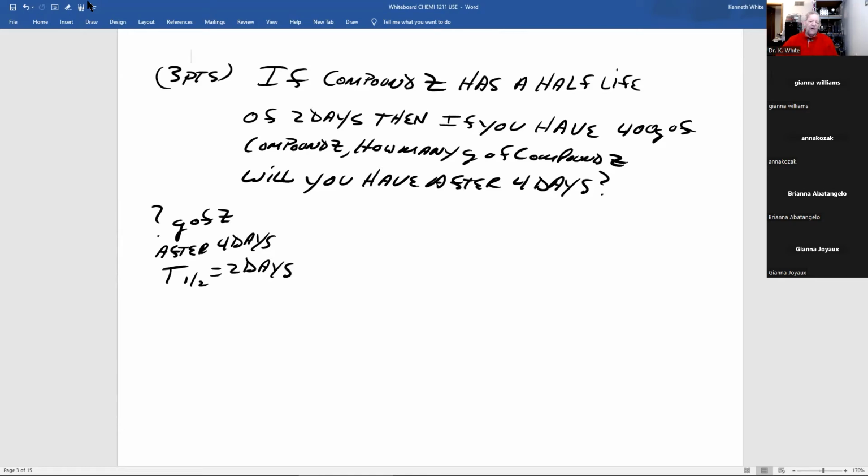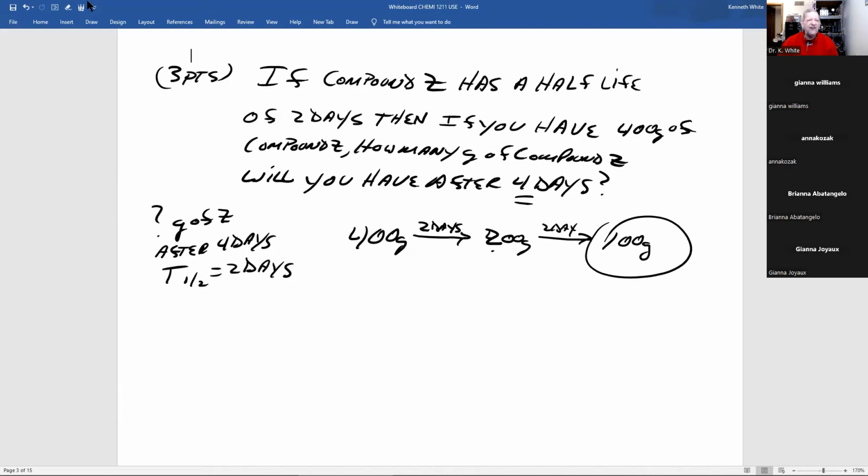So how do you do this? Well, there's a formula you can use, but for my type of problems, here's the easier one. You have 400 grams. After each half-life, you'll have half. So after 2 days, you'll have half of that, 200 grams. But you need 4 days, so another 2 days, you'll have half of this, which is 100 grams. And that's the answer. And that's how you do it.